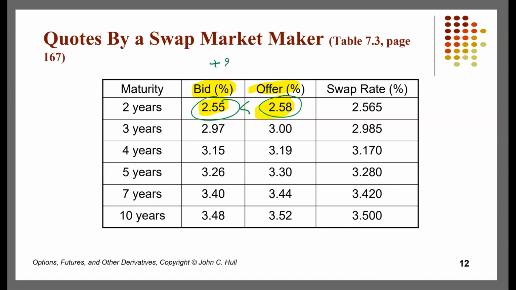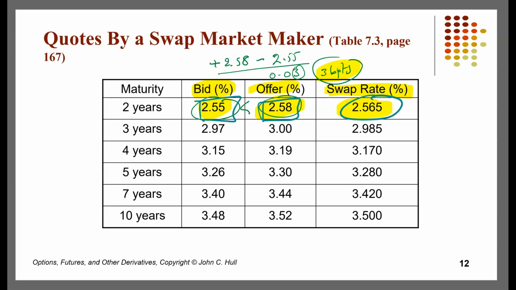So it's plus 2.58% minus 2.55%, and the spread here is 0.03%, or essentially 3 basis points. So the 3 basis point difference here is what CD earns on the transaction. The quoted rate though, the quoted fixed rate, is going to be the midpoint or the average between the 2.55 and the 2.58. So this value here is the average between this bid and the offer price.